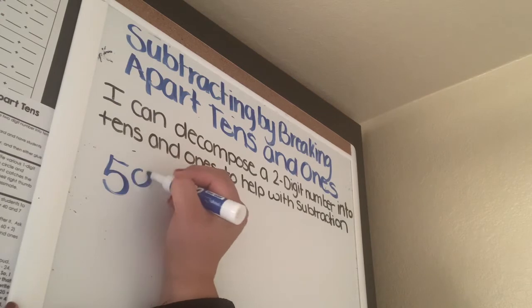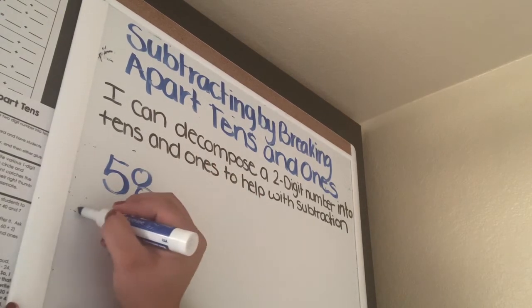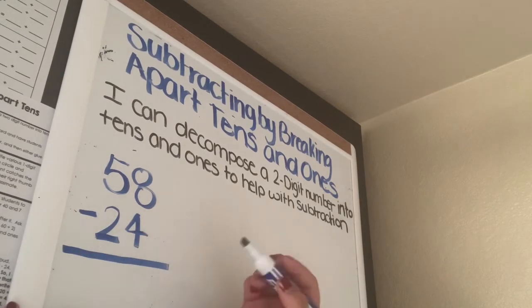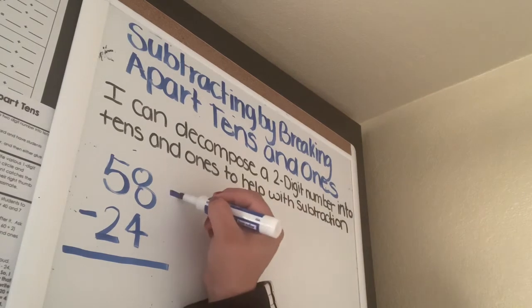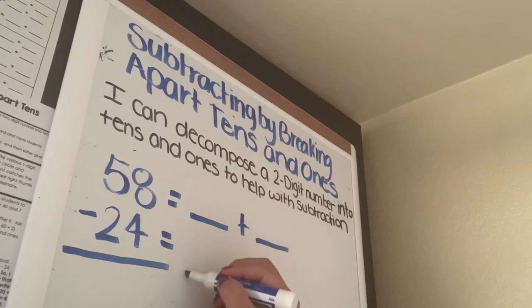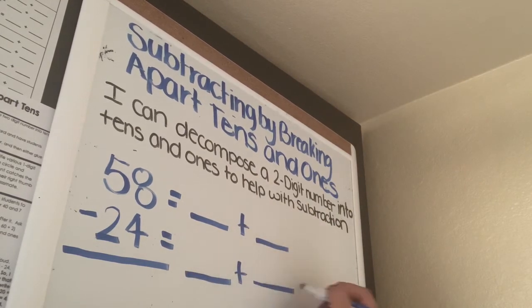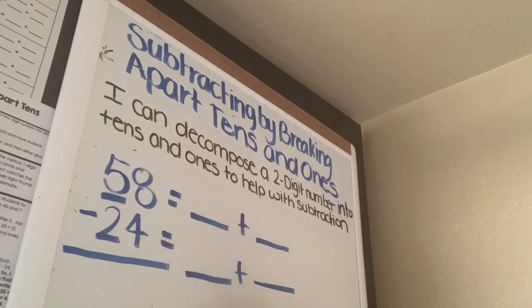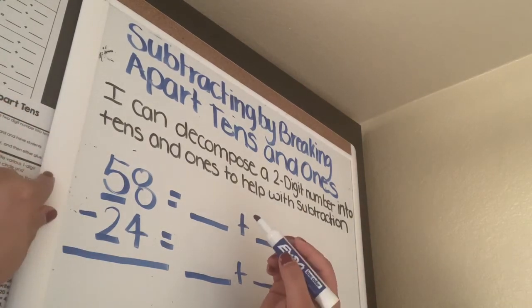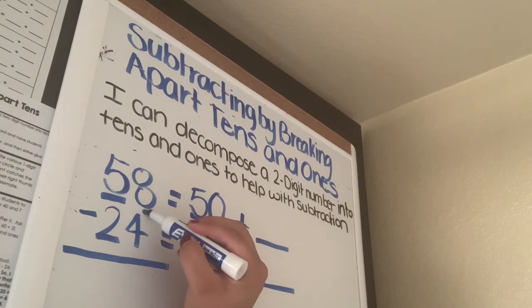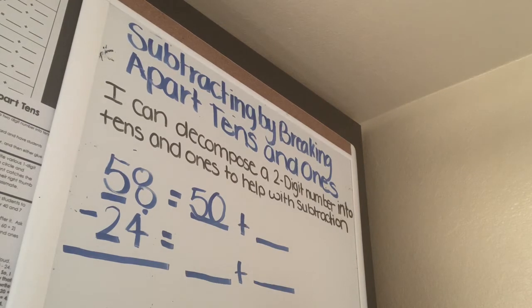So we're going to do 58 subtracted by 24. And remember, we're using the break apart method. So we're going to start with the first number. How many tens do we have in the number 58? 5. And what is the value of 5 tens? 50. Great job. Then how many ones do we have in the number 58? 8.